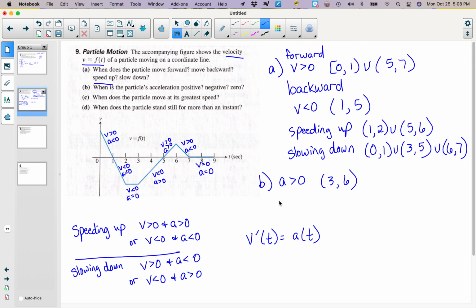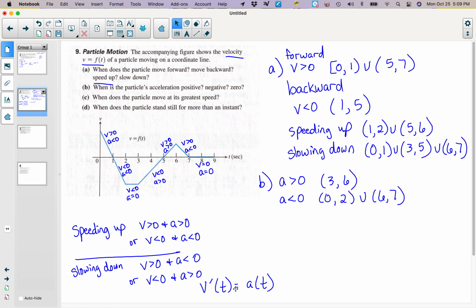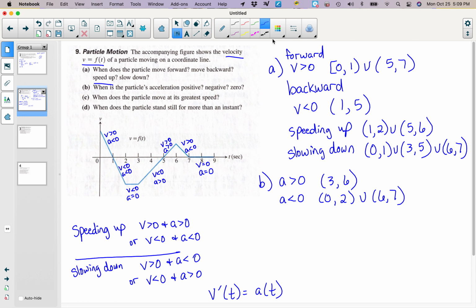When is the particle's acceleration negative? So from 0 to 2, and from 6 to 7. Okay, and when is it 0? We had that from 2 to 3 and from 7 to 9.